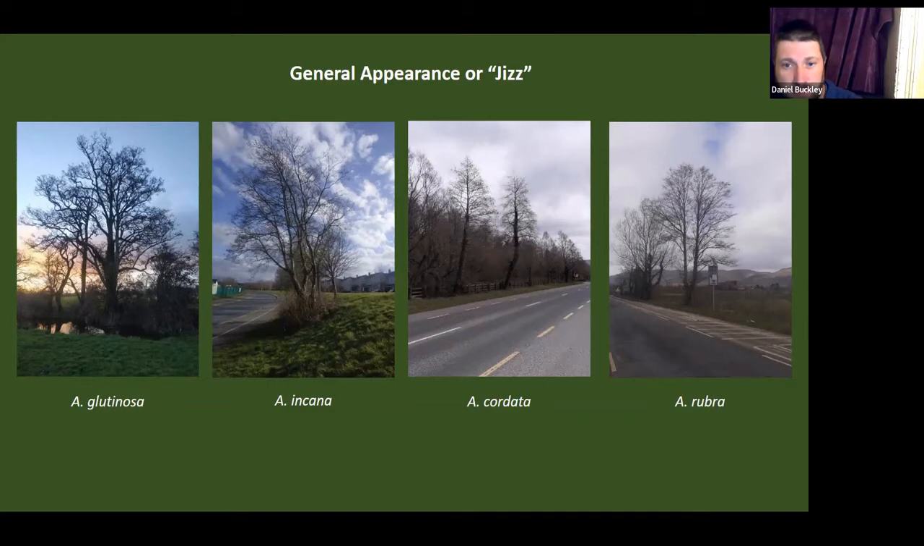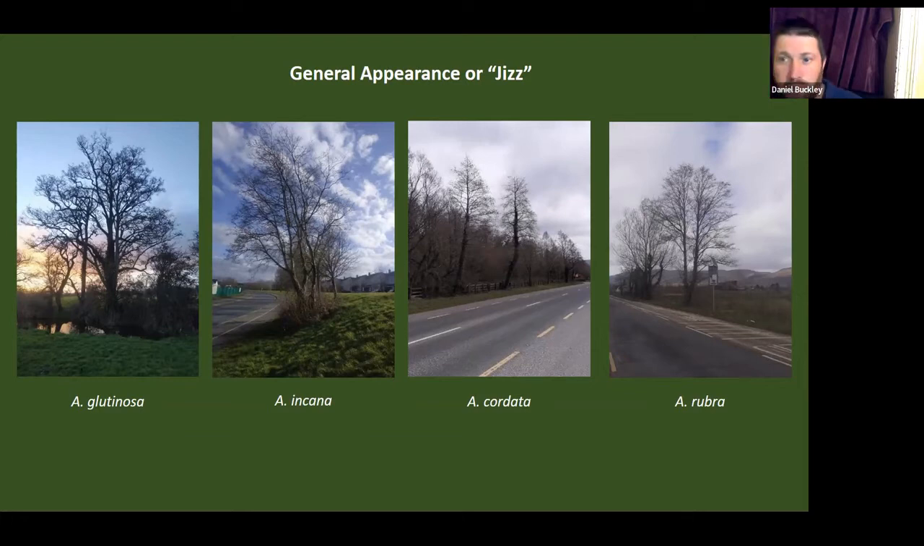Alnus cordata, the Italian alder, I find this species looks like a conifer. If you look at it, it looks like a deciduous conifer. It's got that cone shape, a compact cone shape, which you can clearly see in the photograph there. And then with Alnus rubra, similar appearance to Alnus cordata, but the outer branches are much more simplified, and it has a much rounder crown, and it's lighter in appearance than Alnus glutinosa.